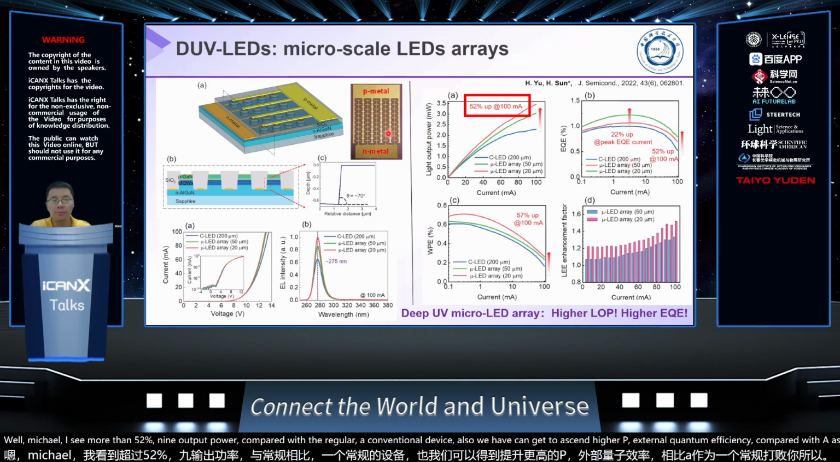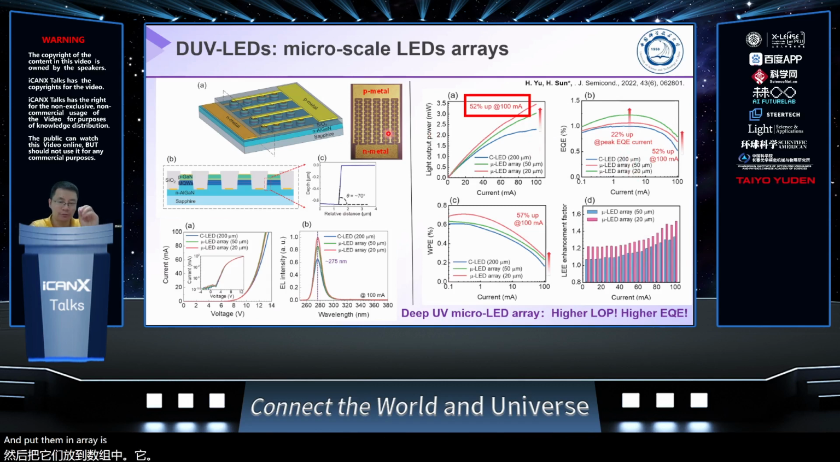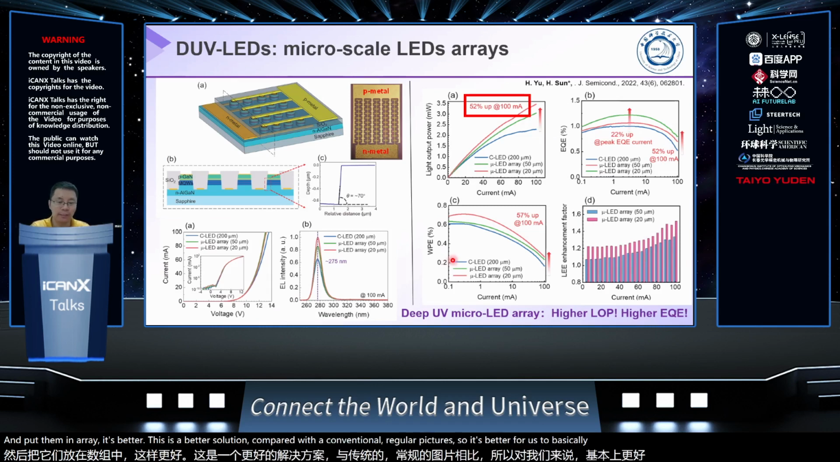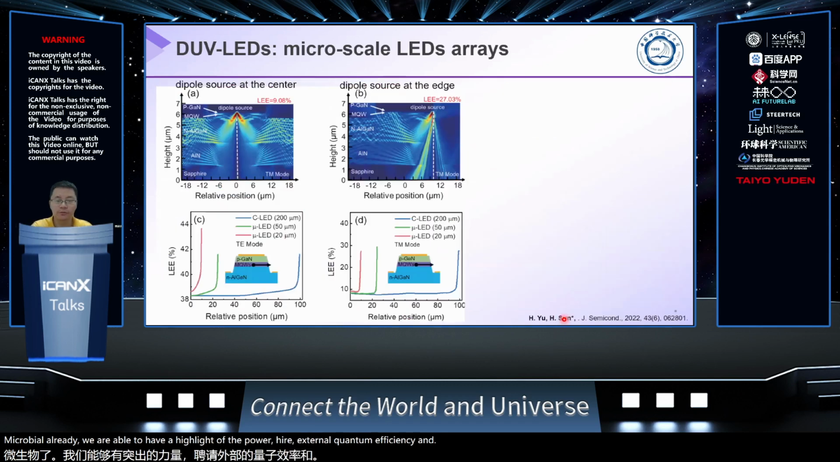So basically, we make a smaller LED and put them into an array. This is a better solution compared with conventional regular big chips. It is better for us to make micro LED arrays, because we are able to have higher light output power and higher external quantum efficiency. We also did optical calculations to learn why, and found that in the center as well as at the edge, smaller-size arrays give much higher light extraction efficiency.